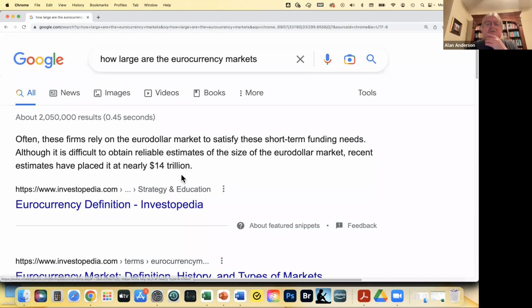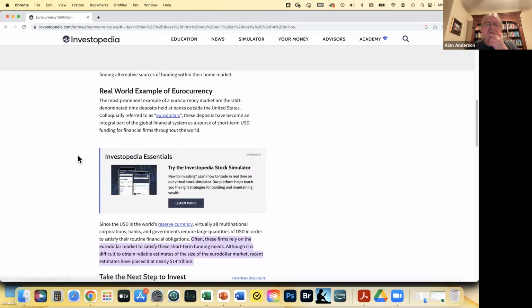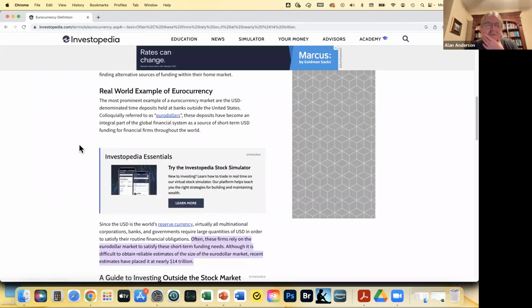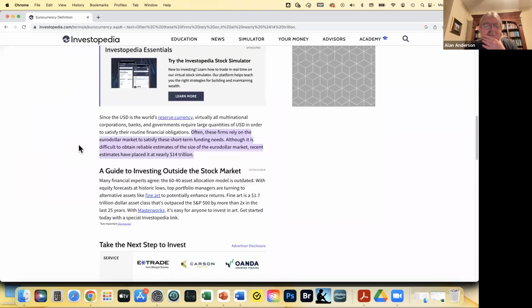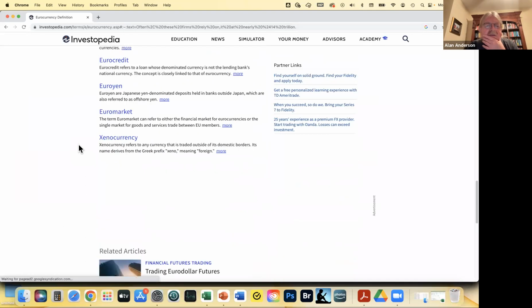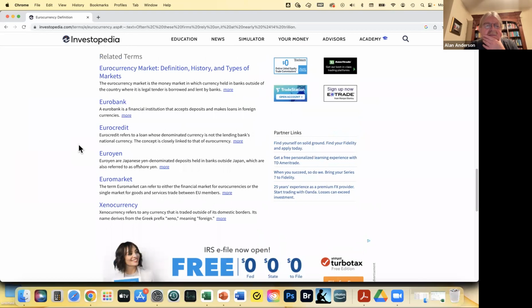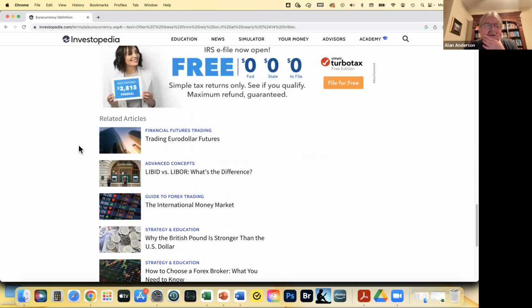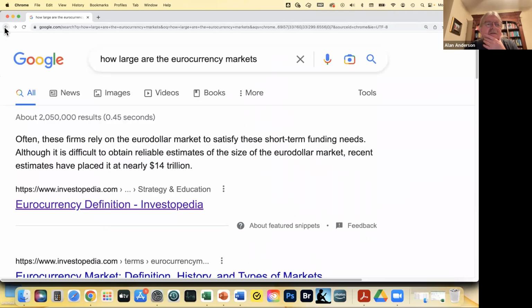It says here $14 trillion. Although, of course, that's just an estimate because these are private accounts. Okay. This is not a very good article for Investopedia, I must say.